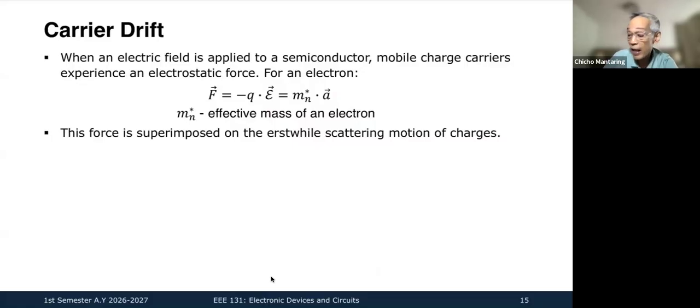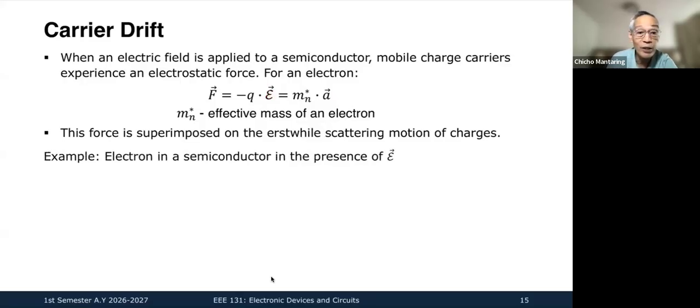Now, if we put in an electric field, what will happen? Okay, so let's take into consideration an electron in the presence of an electric field. So this is your electron. This is your electric field. What will happen? It will experience a force, and the direction of that force will be opposite the direction of your electric field. That's why this is negative Q. That force is negative Q times E.